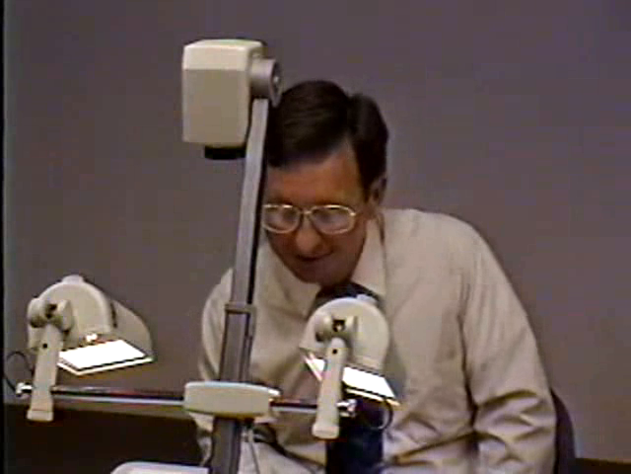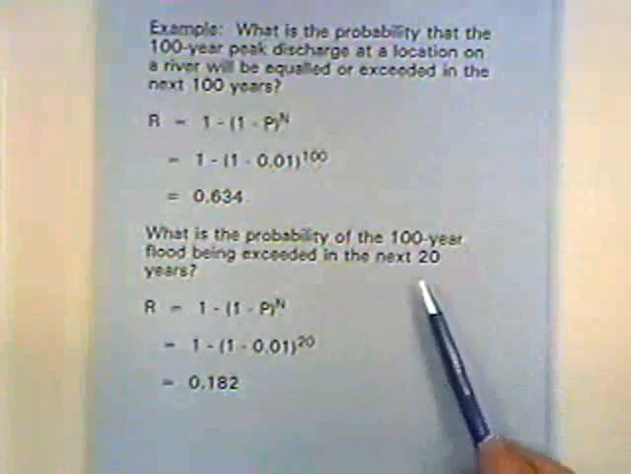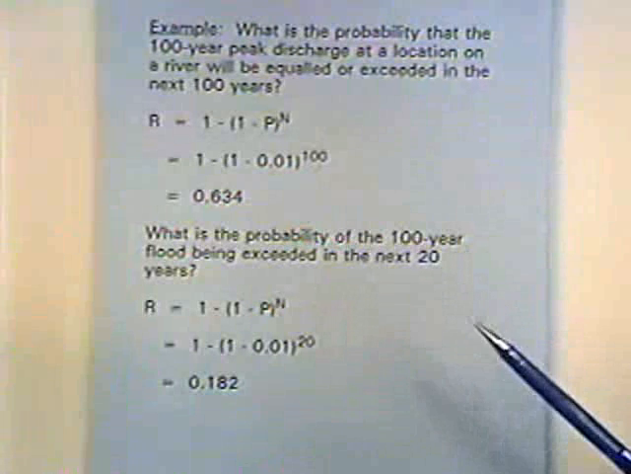So I understand there's a regulation within the Corps of Engineers now that in public releases, instead of using the term recurrence interval, we use the term exceedance probability to make sure everyone understands that there's a probability, regardless of what flood you had this year, there's a probability that it's going to be equaled or exceeded again next year and the year after that. And for example, what's the probability of the 100-year flood being exceeded in the next 20 years?